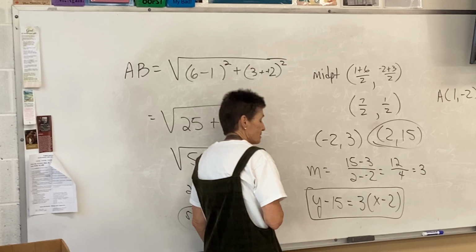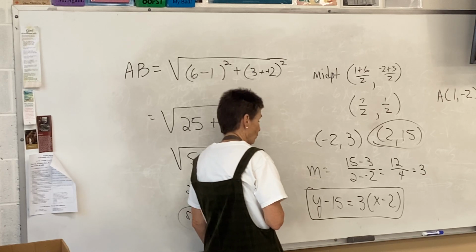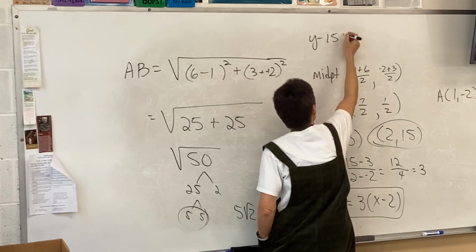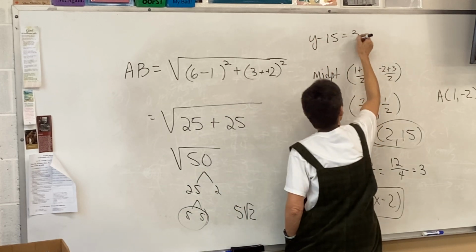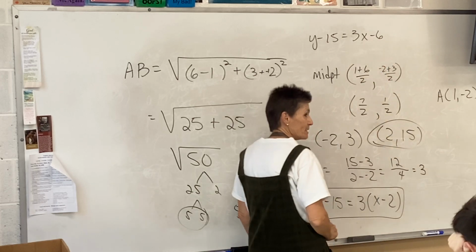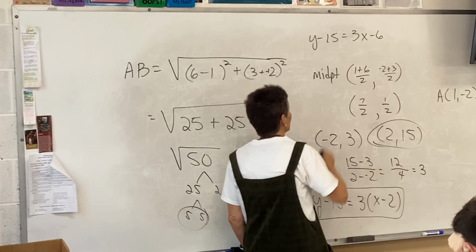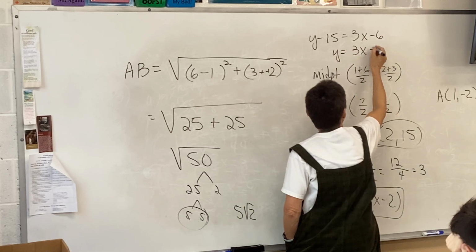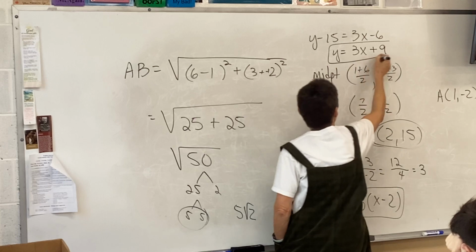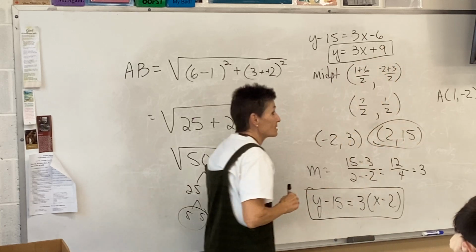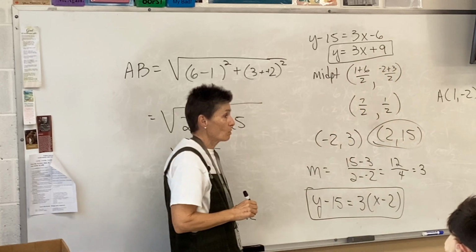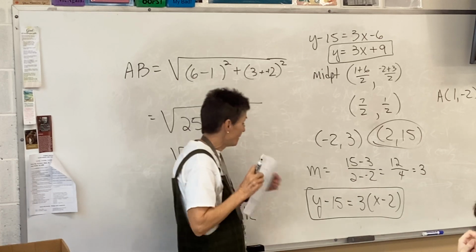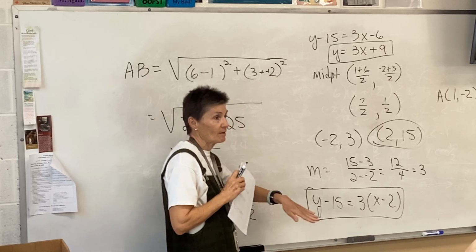If by chance you have to put it in the slope-intercept form, you just take that guy right there, distribute the 3, and add the 15 over. So that would be my slope-intercept form if I needed it. Again, for this test, the way it's worded right here, that would be fine. You can stop right there if you want to.